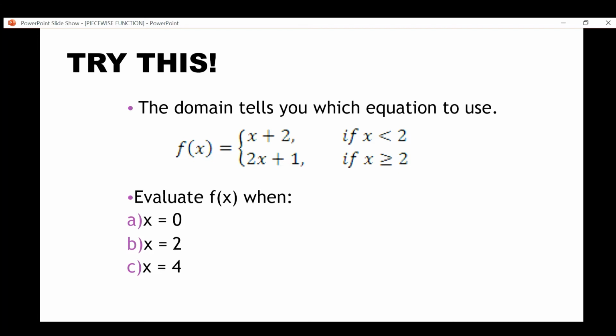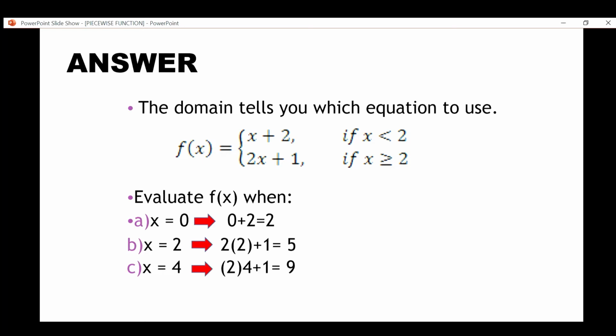You can pause the video and answer it on a sheet of paper so that you can practice evaluating piecewise functions. So the answer is, for x equals 0, let's look at our domain. It is included in the first interval of the domain. So we will choose this function. So 0 plus 2, the answer is 2.